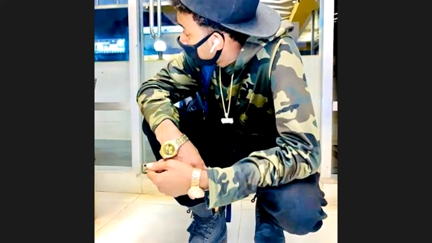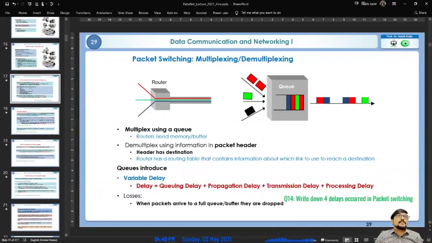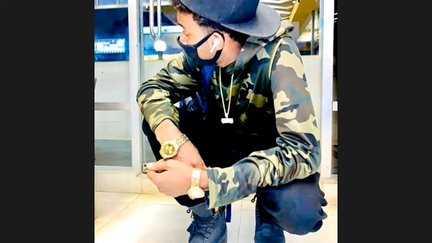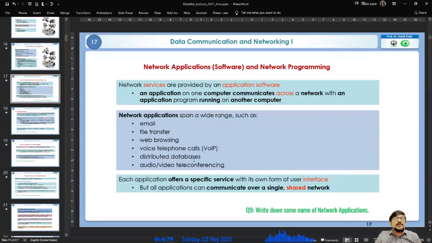Sir, can you show me slide 17, please? I want to see the feedback texture. Yes, slide 17. Slide 17 is: write down some names of network applications, email, Zoom, Google Drive, whatever comes to your mind, please write down those names.